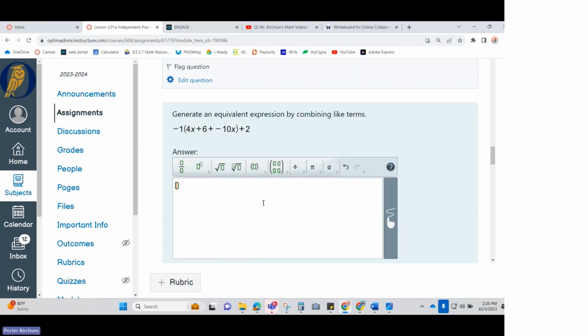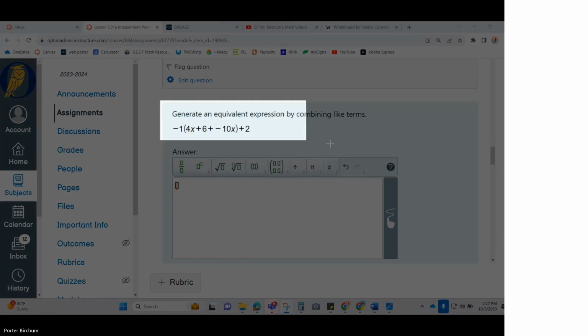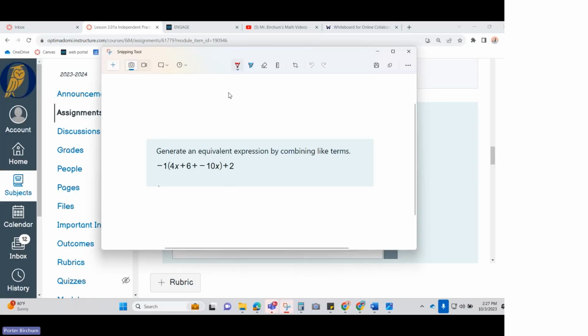Yay. Okay, question 4. Let's work through this problem. Ooh, looks like we got some multiplication to do first to generate this equivalent expression. So let's distribute. We're going to take the number in front of the parentheses and multiply it to all the numbers inside the parentheses. So what is -1 times 4? That is -4. Can't forget about that x either.